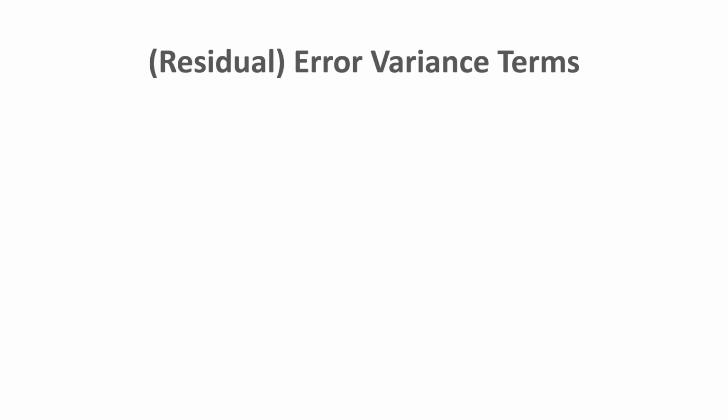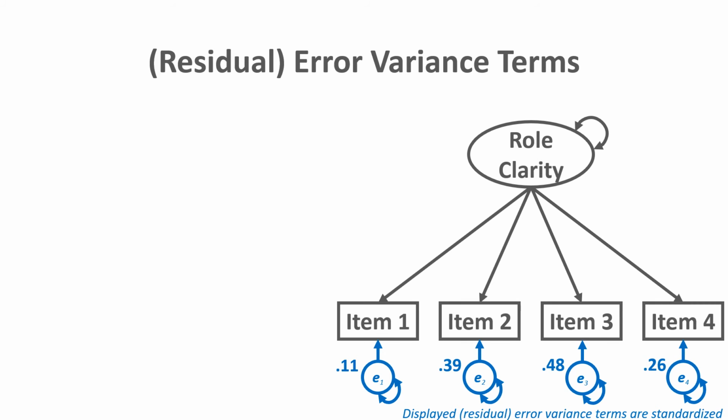Now let's talk about residual error variance terms and how we interpret those. So again, same model here, but now we're going to focus on the residual error variance terms, which are specifically down here, and they are standardized as I've noted down here. So we have 0.11, 0.39, 0.48, and 0.26 for items 1, 2, 3, 4, respectively.